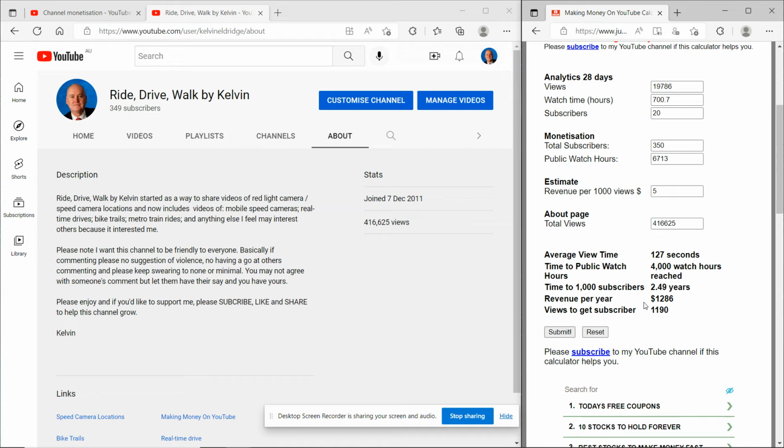But more than likely I'm going to be in the $5 to $6 range, I believe. I don't know until it happens. So my revenue isn't that great, and it's hard to justify 2.5 years for simply $1,200 worth of revenue.